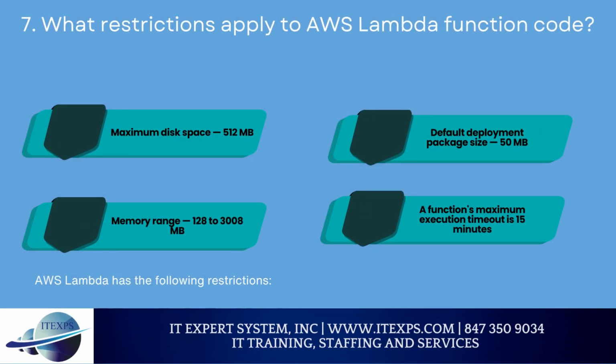7. What restrictions apply to AWS Lambda function code? AWS Lambda has the following restrictions: maximum disk space 512 MB. Default deployment package size 50 MB. Memory range 128 to 3008 MB. A function's maximum execution timeout is 15 minutes.